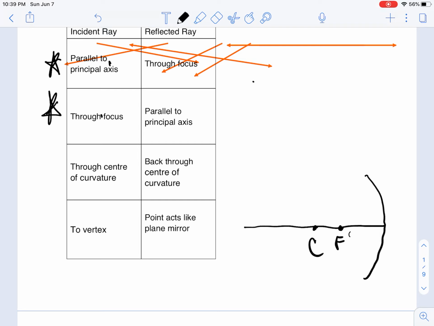Let's try this again. So if you have an incident ray, the ray of light coming in, and it hits right at this vertex, okay? That is this point right where the principal axis hits the center of the curved mirror. So if you have a ray of light that hits at the vertex, it acts like a plane mirror at that point. Acts like a plane mirror.